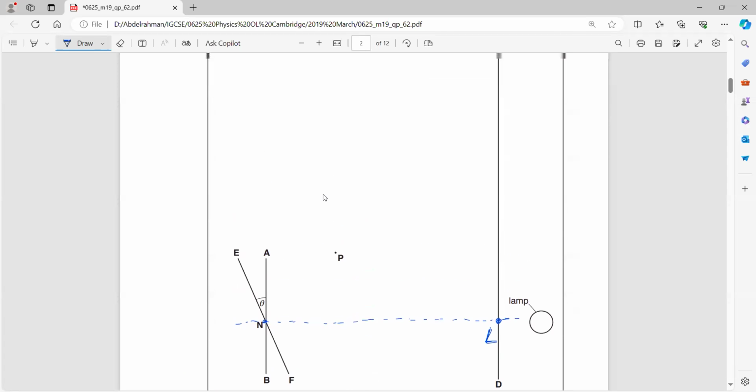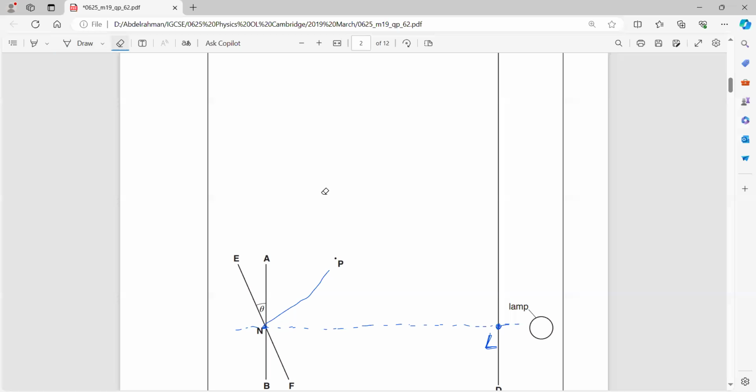N, P, extend the line. Of course, you're using the ruler, so we have to use the ruler. Extend the line until it reaches CD. It would reach somewhere here. This would be point G.